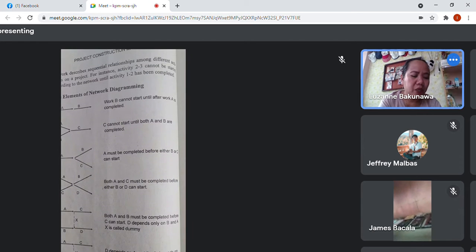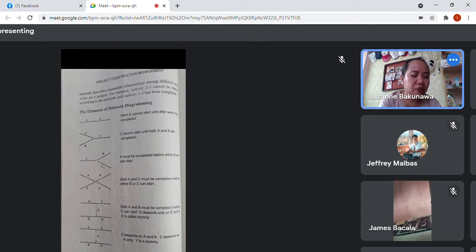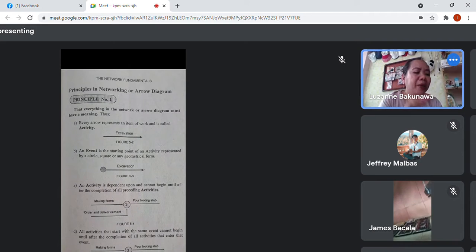Next, principles in networking on arrow diagram. Every network or arrow diagram must have meaning. For example, every arrow depends on the item of work called an activity.